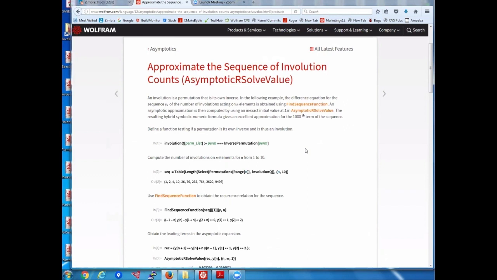So around 1985, Doron Zeilberger and Jet Wimp wrote a very nice paper, which they called Resurrecting the Asymptotics of Recurrences. And they complained that American mathematics had lost touch with asymptotics and needed to come back. So that's a paper that really inspired me. And this example is from that paper.